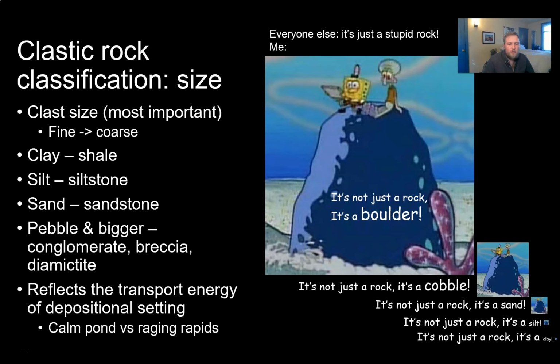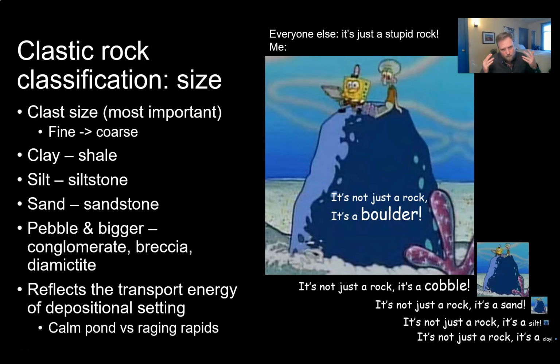Silt, so slightly more coarse, is a siltstone. And then sand turns into a sandstone, okay? And if you start getting bigger and bigger, pebbles, cobbles, boulders, you end up with what we call a conglomerate or a breccia or a diamictite. And each of those three have different meanings based on the texture of the rock, but the grain size is large.